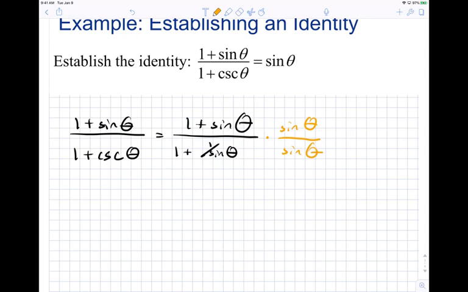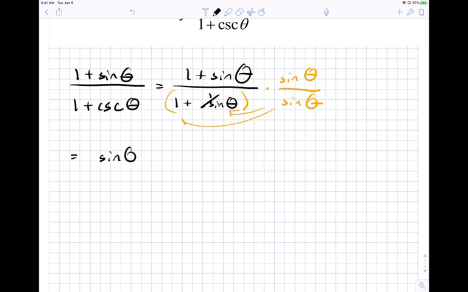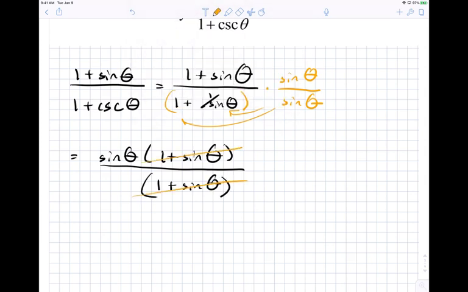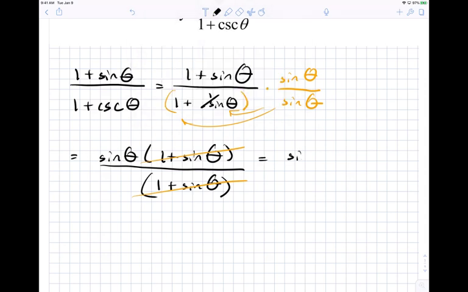So on the bottom we're going to distribute. On the top I think we just left it. So the top just stayed as this, sine theta times 1 plus sine theta. But the bottom became sine theta plus 1. Oh, okay, now I see how we factor. And then that canceled, and we finished with our desired result. Yeah. Okay.